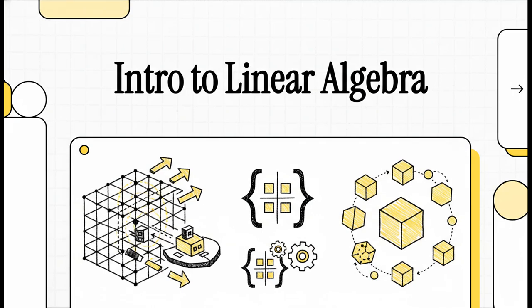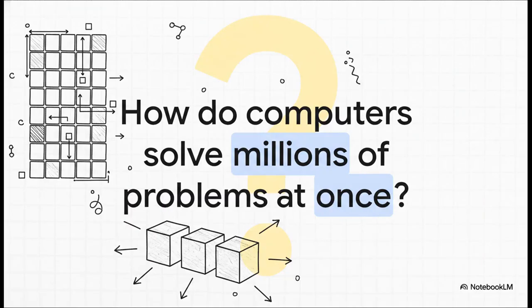Welcome to the Explainer. So today, we're going to decode the secret language that powers just about everything, from your favorite video games to some of the most complex scientific research out there, linear algebra. Have you ever wondered how a computer can juggle millions of problems at the same time? Well, it turns out they use a special kind of math that organizes information into these neat, incredibly powerful blocks. So let's dive in and start learning the vocabulary of this language.